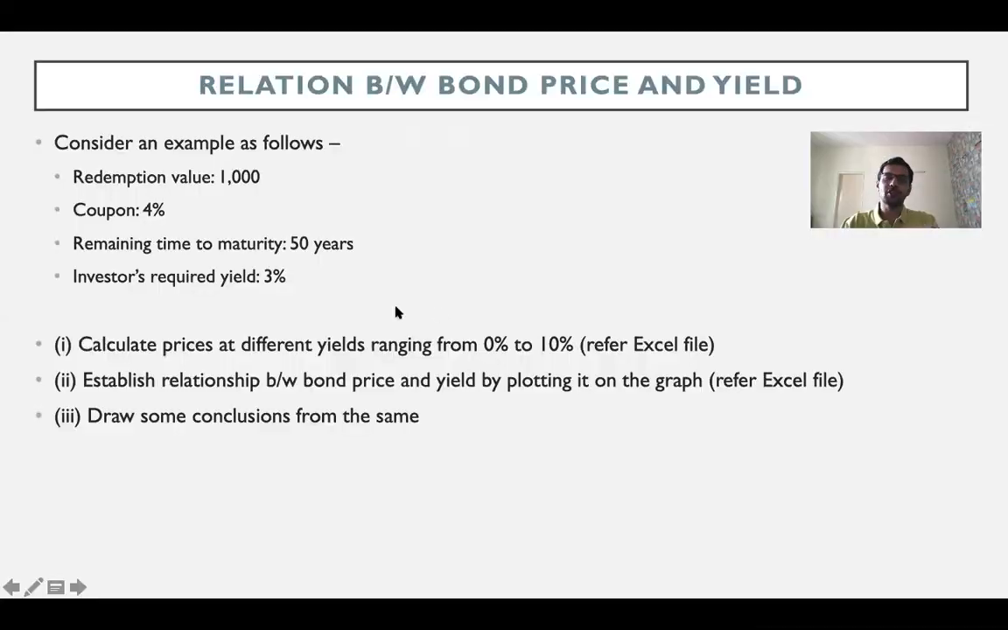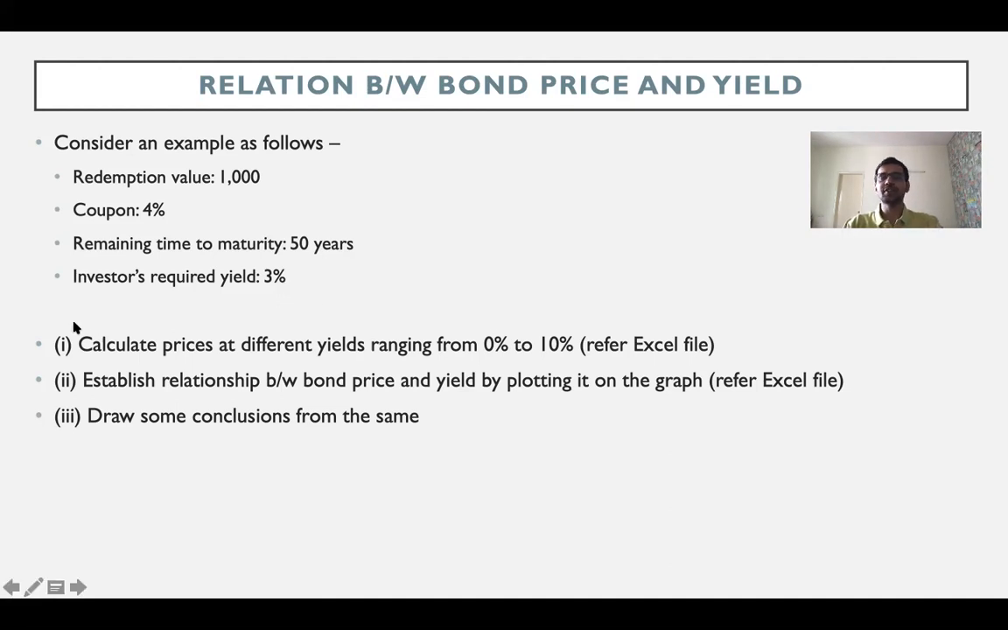But of course, I'm taking a fresh example intentionally. I'm not carrying on with the same example. I'm taking a new example. So I'm considering an example where we have a redemption value of $1,000, a coupon rate of 4%, and remaining time to maturity, which I've taken as 50 years. And to start with, I've taken the investors' required yield of 3%.